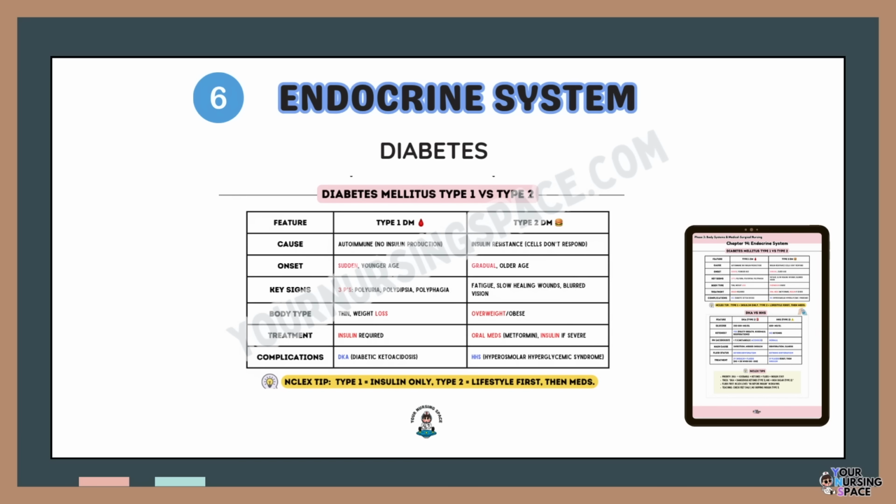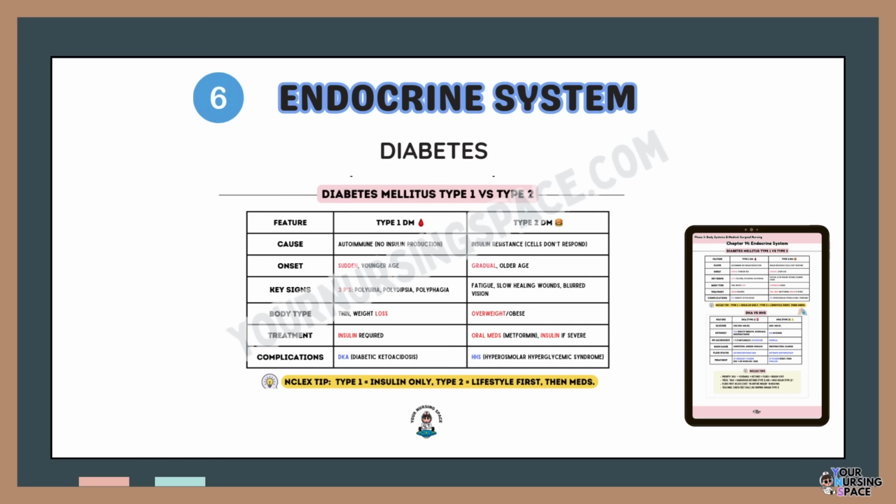Now let's talk about diabetes mellitus, one of the most common endocrine disorders. There are 2 main types, type 1 and type 2. Type 1 is an autoimmune condition where the pancreas doesn't produce insulin at all. That means these patients are insulin dependent for life. You'll often see this in younger patients, and because their bodies cannot regulate blood sugar without insulin, they are at a much higher risk for diabetic ketoacidosis, or DKA.